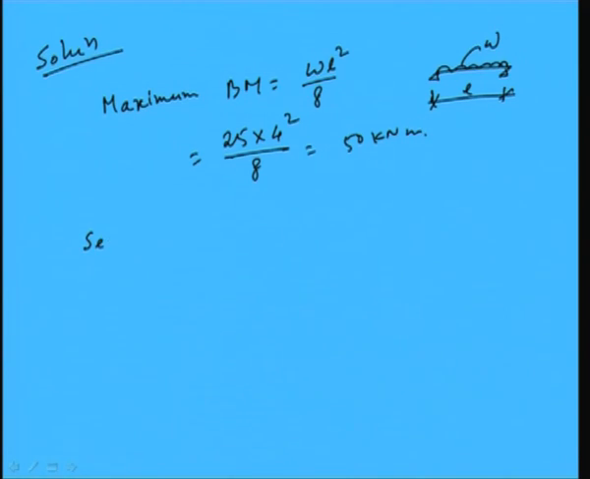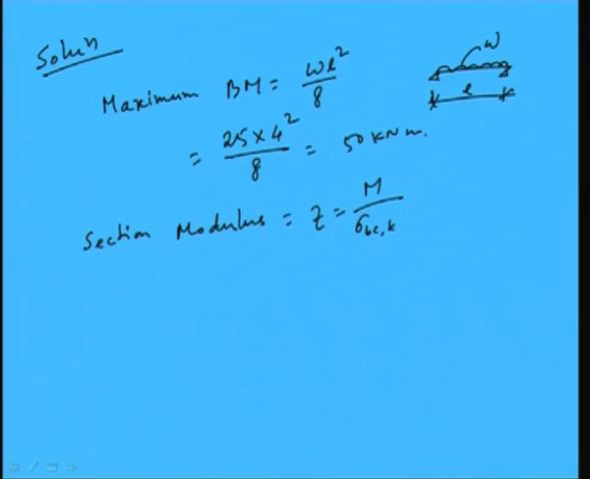So, we can find out the section modulus. Section modulus Z will become M by sigma BC or sigma BT. Now, we do not know whether the beam is laterally supported or unsupported, it is not told. But when it is a composite beam, means when the concrete slab is connected with the beam, we can assume that it is laterally supported. So, sigma BC and sigma BT value will become 165 for Fy 250.